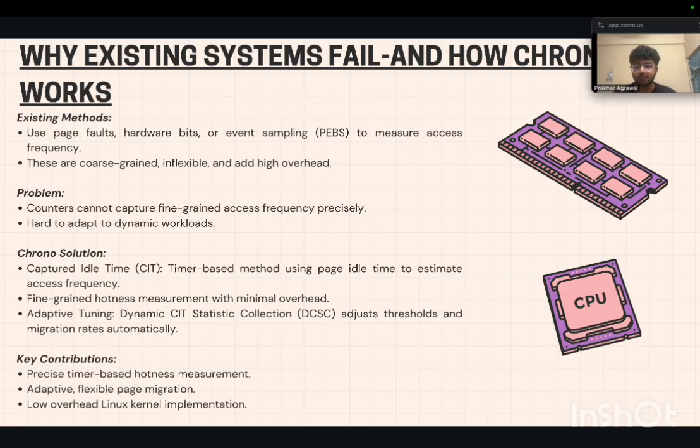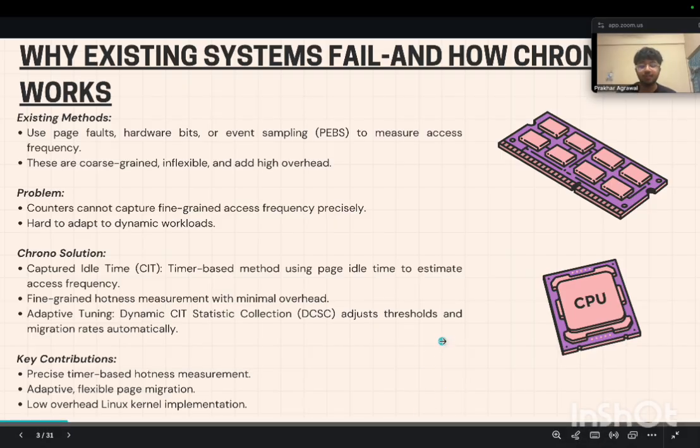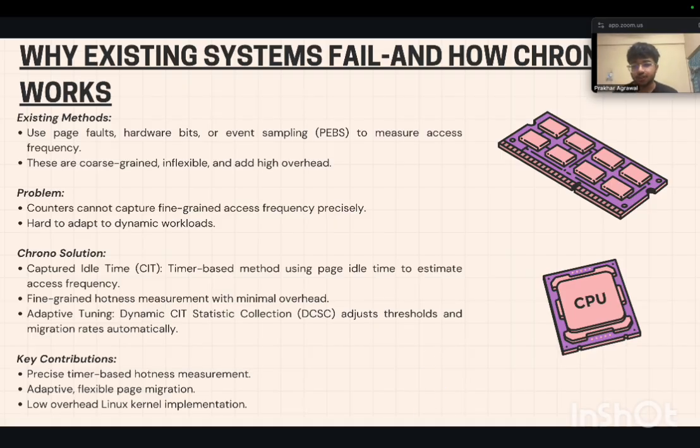Also, it is adaptive. For example, assume that the hot page is a page whose CIT value is less than 500 ms, but a lot of pages are frequently accessed. Then there will be many pages that are hot. So what we'll do is we'll dynamically adjust the threshold and reduce it to about 300 or 200 ms. So again we can capture which pages are hot or cold.